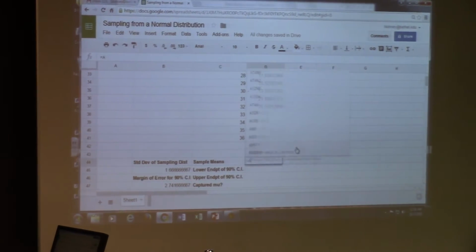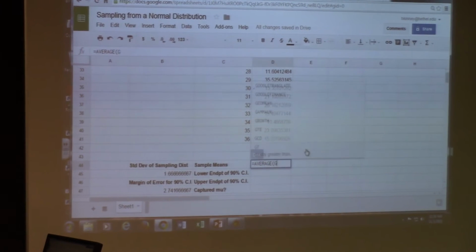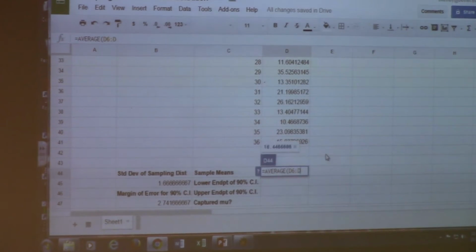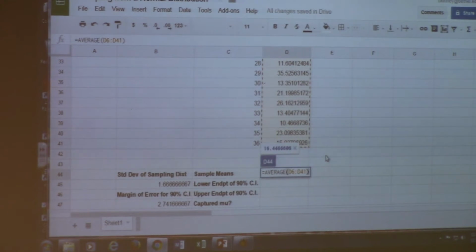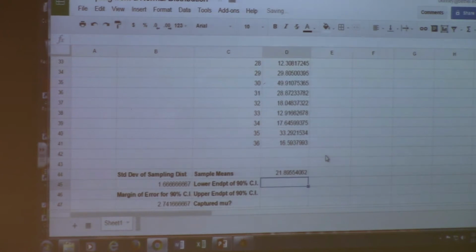D6 through D41. That'll compute the mean of those numbers. That will typically be pretty close to 20. That's an x bar. Okay?